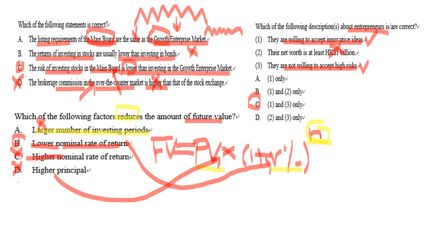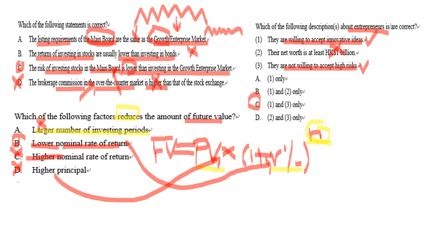Next one, about future value, okay. Future value is equal to the present value, making use of the formula, times 1 plus R% to the power n. So we have three factors affecting the future value. One is the present value, another one is the rate, next one is the period or the years. So we are talking about reducing the amount of future value. So let us look at this.